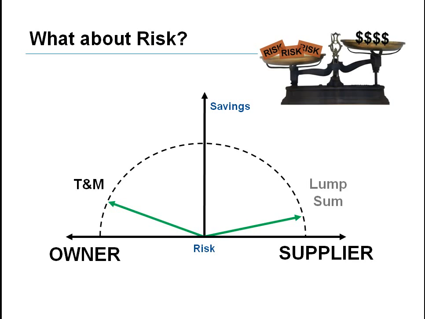The owner carries the bulk of the risk and therefore would be entitled to all the savings. The downside is there is little financial incentive for the supplier to collaborate, innovate, and drive productivity other than having a good track record that may help win the next job. In the middle is the shared savings contract. The risk and reward is shared between the owner and the supplier.